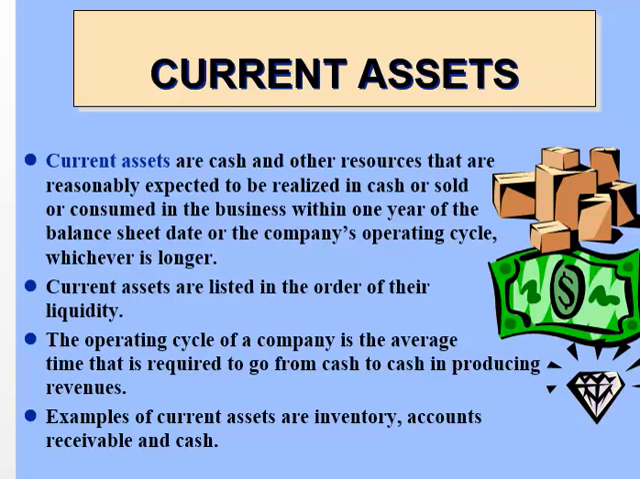Here's something important to note here. Current assets are typically listed in the order of liquidity, and that always starts with cash because cash is the most liquid asset. It's already in cash. Then, depending on the company, they'll list out accounts receivable, maybe inventory, and then you get into supplies, the prepaids, and on down the line. So examples of current assets are going to be inventory, accounts receivable, cash, supplies, prepaid rent, prepaid insurance.